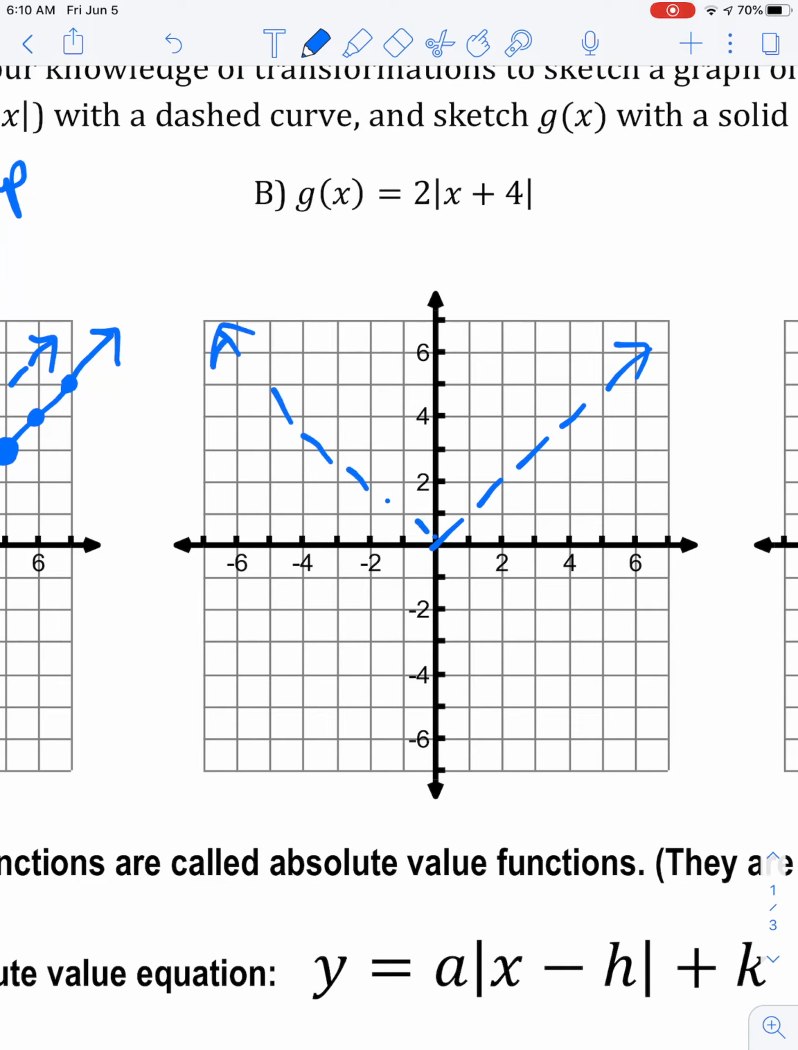All right, and now the plus 4 means we're moving left 4, and there is basically a plus 0 at the end, so we don't move up or down at all. The 2 means I'm going up 2 over 1 in each direction, so my V is going to be a little bit narrower than the one in part A, and the one that we'd graph for the parent function.